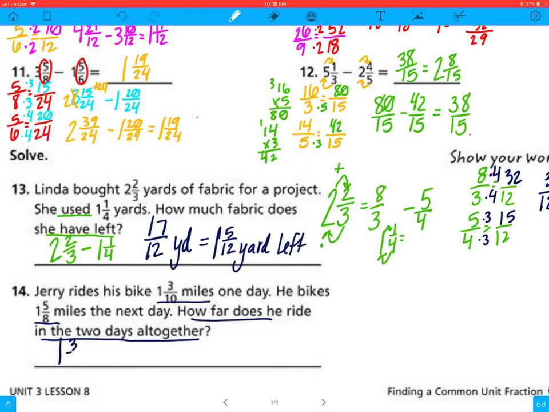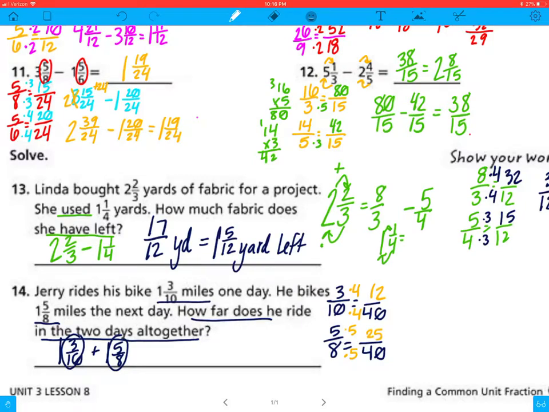Jerry rides his bike 1 3/10 miles one day. He bikes 1 5/8 miles the next day. How far does he ride in the 2 days altogether? So I'm adding. So it's 1 3/10 plus 1 5/8. I will be focusing on the fraction. 3/10 and 5/8, the common denominator is the least common multiple, and that is 40. I multiply the 10 by 4 to get 40, so I'm going to do the same to the 3, and I get 12/40 for 3/10 as the equivalent fraction. And for 8, I multiply by 5, and I do the same to the top, and I get 25.